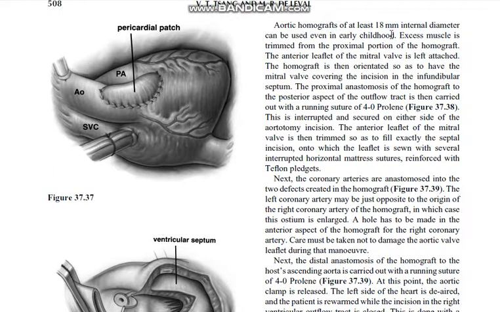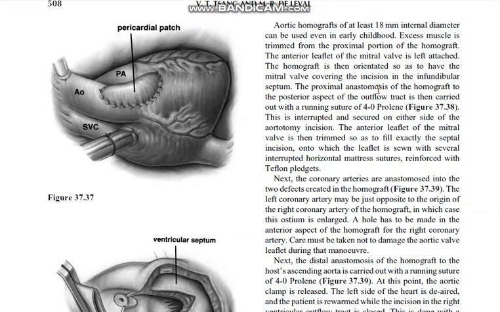Aortic homografts of at least 8 mm internal diameter can be used even in early childhood. Excess muscle is trimmed from the proximal portion of the homograft. The anterior leaflet of the mitral valve is left attached. The homograft is then oriented so as to have the mitral valve covering the incision in the infundibular septum.